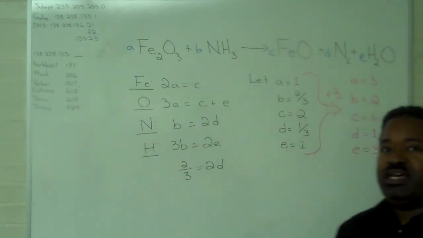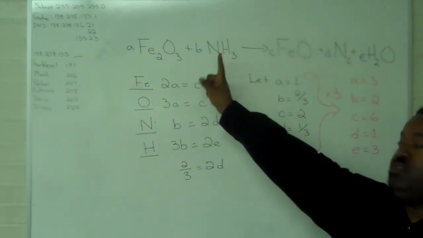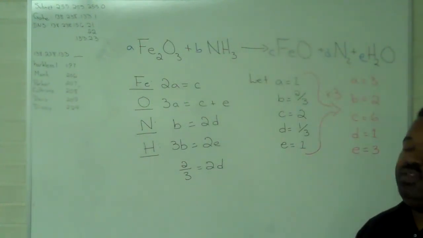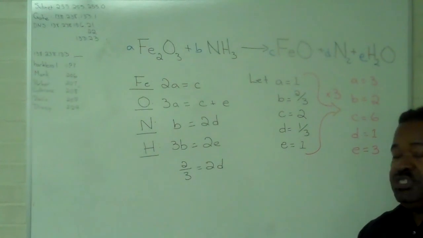It's left as an exercise to substitute these values back in for the individual dummy coefficients and verify that we've achieved balance in the number of iron atoms, oxygen atoms, nitrogen atoms, and hydrogen atoms in the chemical reaction.